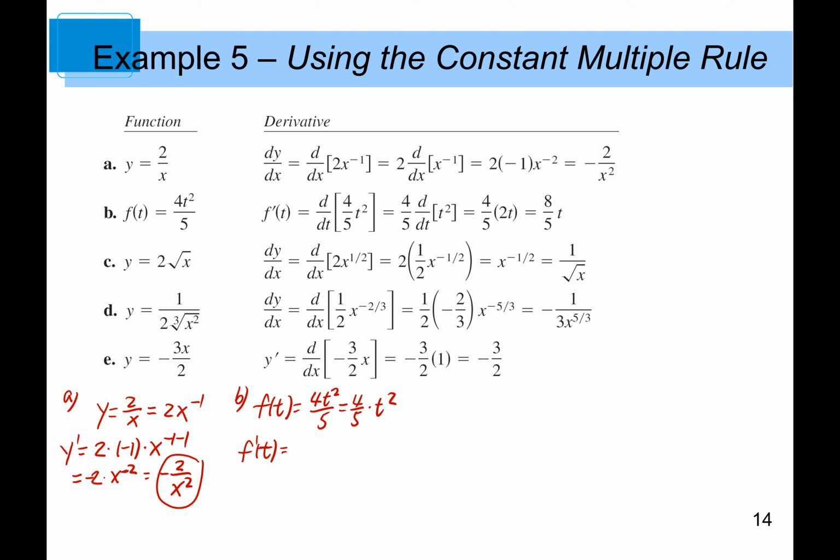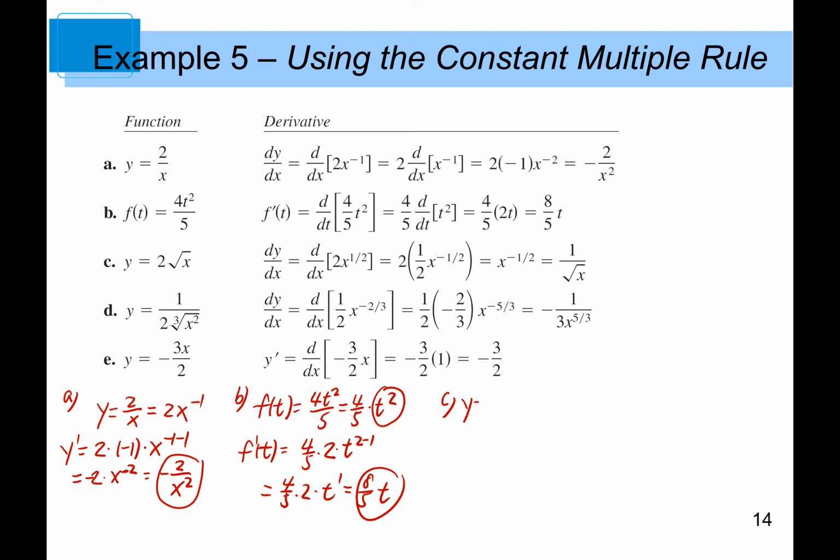And this, pay attention to this. This is a derivative with respect to time t. So it's 4 over 5. We apply the power rule here to t to the 2 minus 1. This becomes 4 over 5 times 2 times t to the 1, which is 8 over 5t. Okay, let's see C.